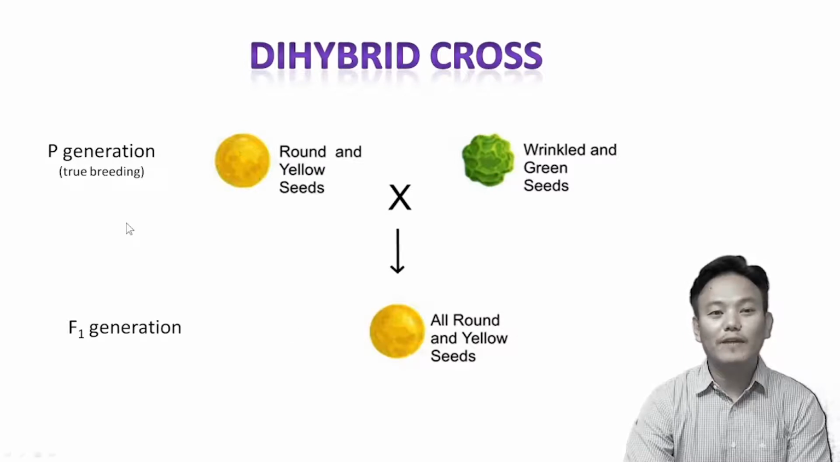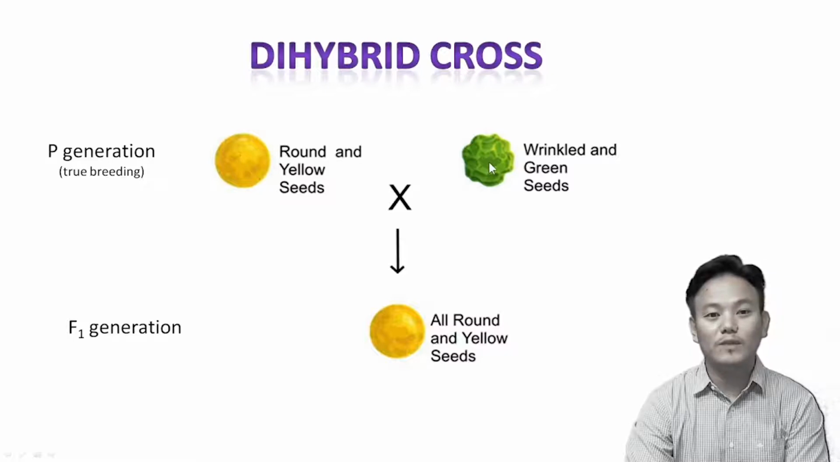Over here we have taken two pea plants which differ in two traits. So what are the two traits? You can observe over here. The two traits under observation are the seed shape and the seed color. Look at the seed shape. The seed shape can be either round or wrinkled. Look at the seed color. It can either be yellow or green.